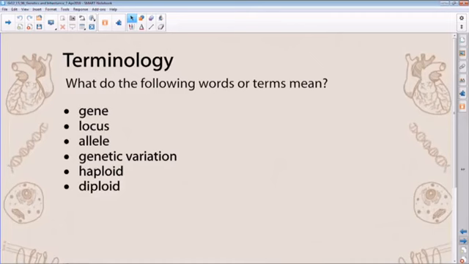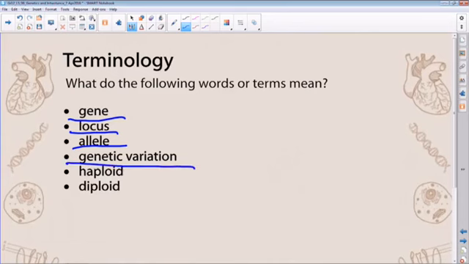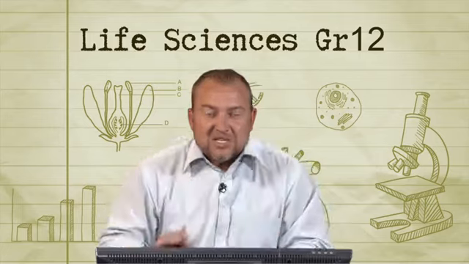I've got a couple of words here for you. First one, gene. Then I want you to have a look at locus, allele, okay? Next one, genetic variation. I want you to have a look at haploid. We're going to use that a lot. And I want you to have a look at diploid. Right, so there's 6 words. Let me just count. 1, 2, 3, 4, 5, 6. That's it. There's six words for you.